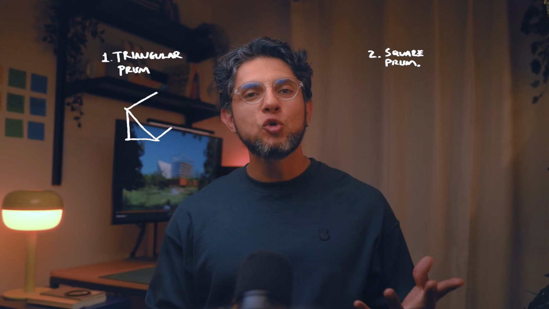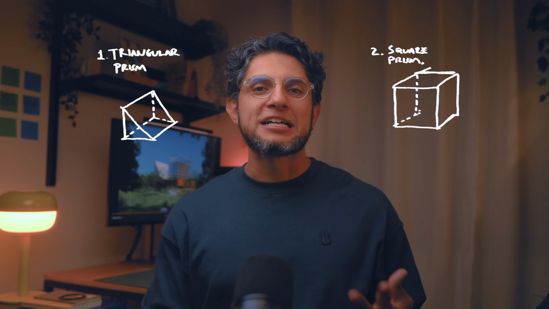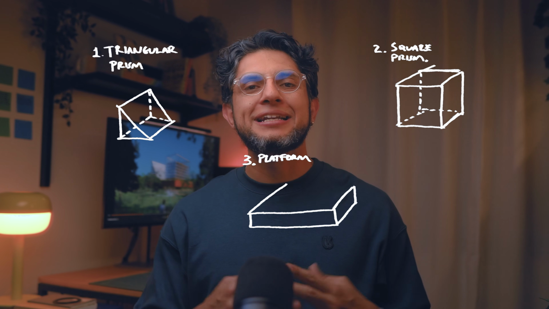From a formal perspective, I kept things simple. I used 2 basic volumes, a gabled form extruded from a triangle and a rectangular glass box. This helped give each tower its own character while keeping the overall design legible.